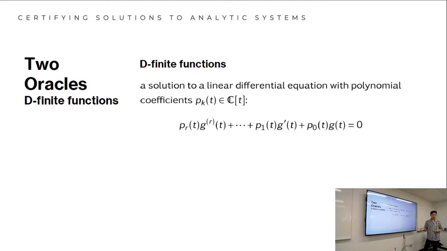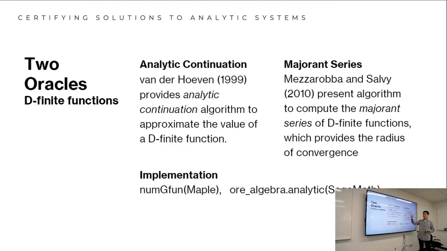This definite function is a quite well studied area. Van der Hoeven in 1999 suggested an analytic continuation algorithm which is used to approximate the value of the definite function. And also because this definite function is an analytic function, we can think about the series expansion. In this case, we call this a majorant series. Mezzarobba and Salvy presented the algorithm for the majorant series of the definite function. So we can also extract the radius of convergence from this majorant series. They are both implemented in these two softwares. In our experiments, we use the SageMath implementation.